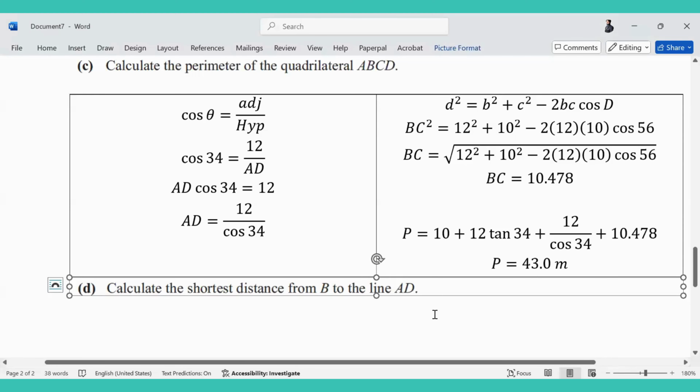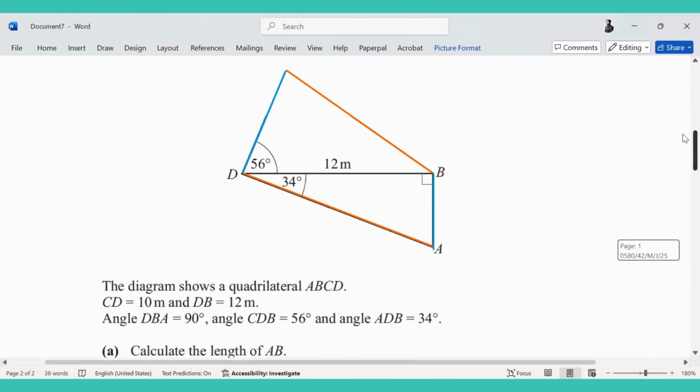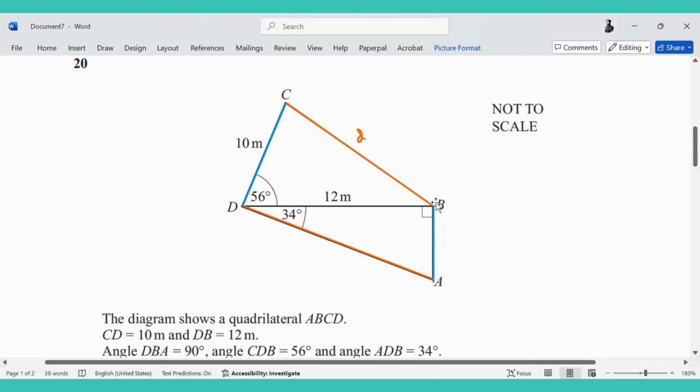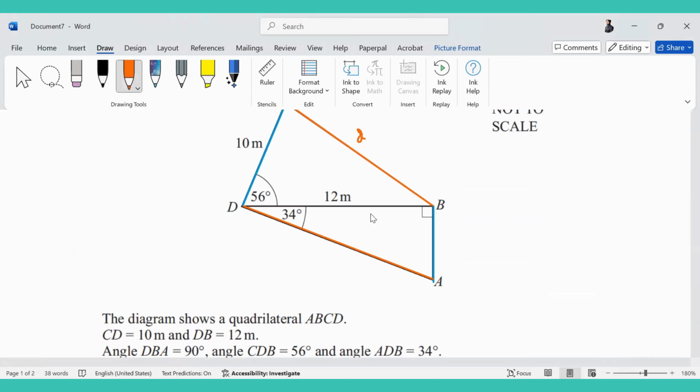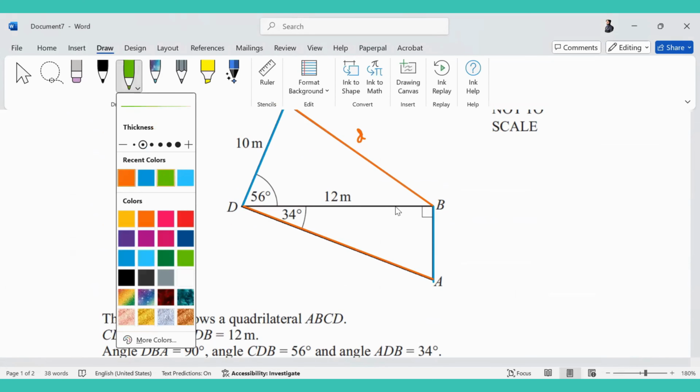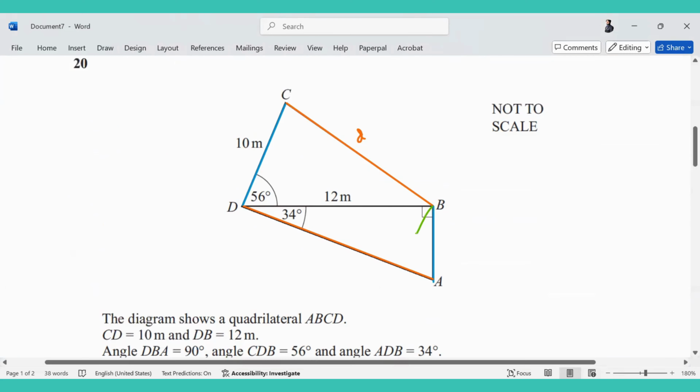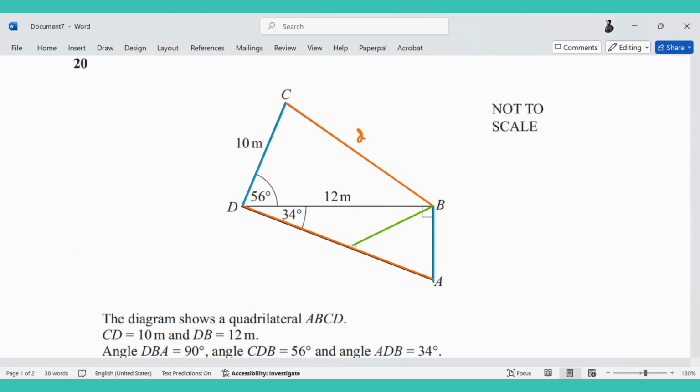Part D wants us to find the shortest distance from B to the line AD. How will I do this? B to the line AD can be any distance. If I move, this green line is a distance from B to the line AD. What will be the shortest one? The shortest one will be the perpendicular distance, and this will make 90 degrees with the line. This is the shortest distance that I need.